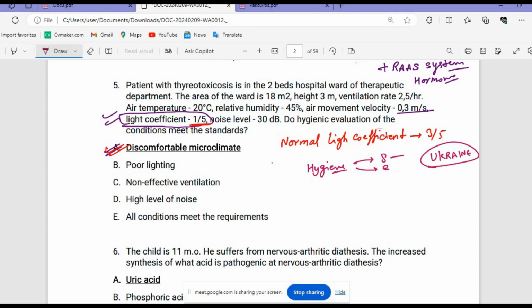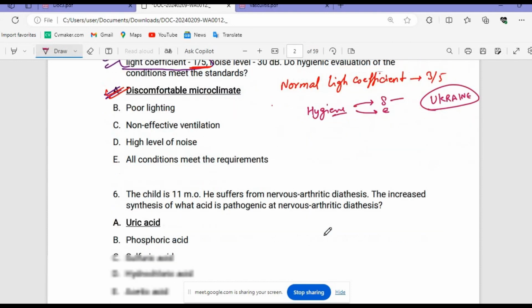Okay, so no need to worry about the hygiene ones. The PSM of Ukraine. Why is that? Because all the social science, whatever, community medicines of that.